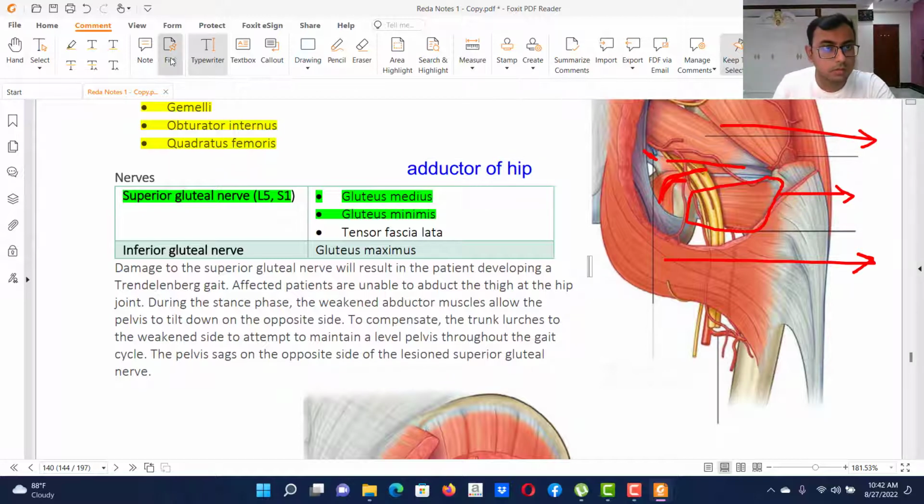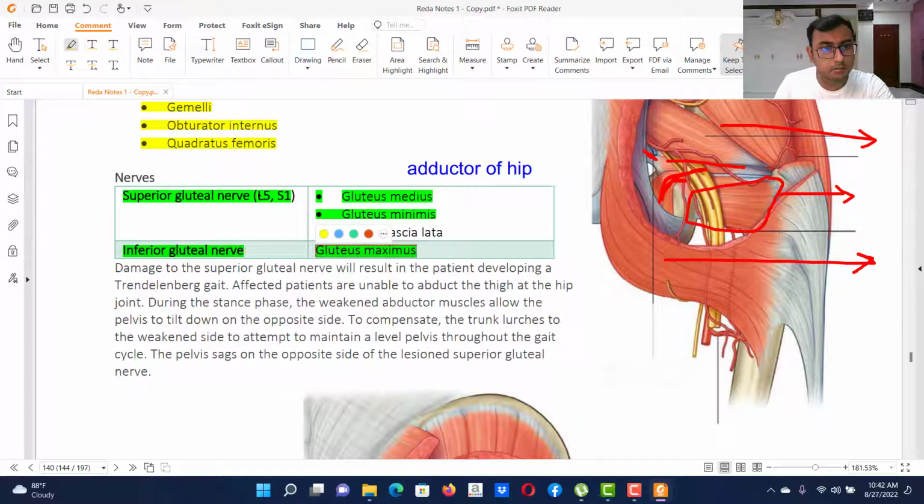Adductor. So you must know this, these are the adduction. This helps in adduction, these two muscles. And the inferior gluteal nerve and the gluteus maximus. So inferior gluteal nerve, that is L5 to S1.